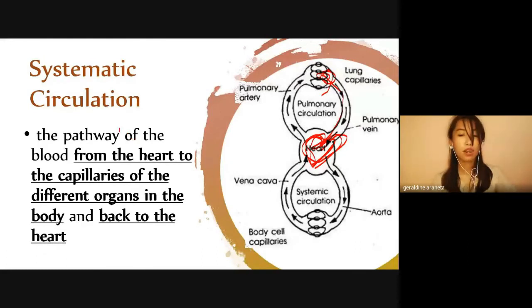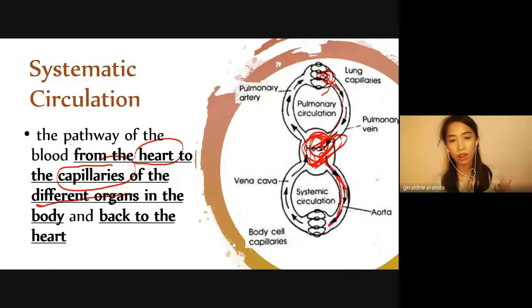So, systematic circulation is the pathway of the blood from the heart to the capillaries of different organs in the body and back to the heart. So, baliktad naman siya nung pulmonary circulation. This time, ang involved is the heart and the other parts of the body. So, ngayon, from the heart, dadaan siya ngayon ng aorta.